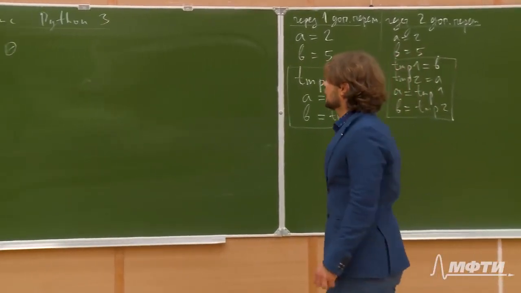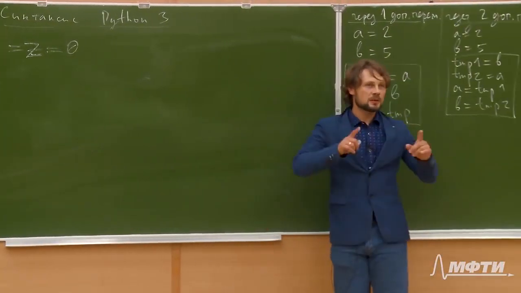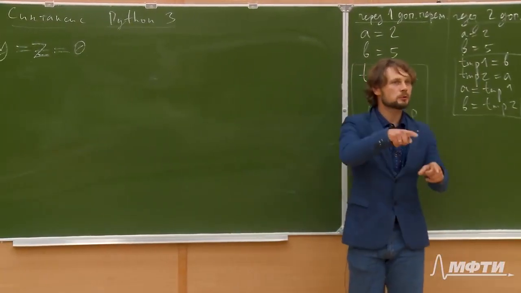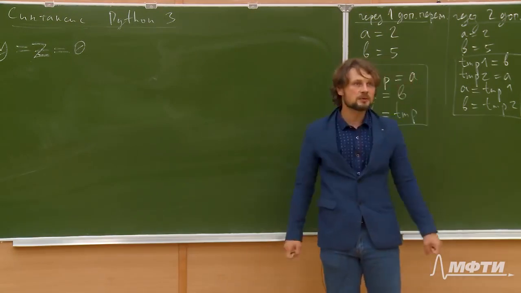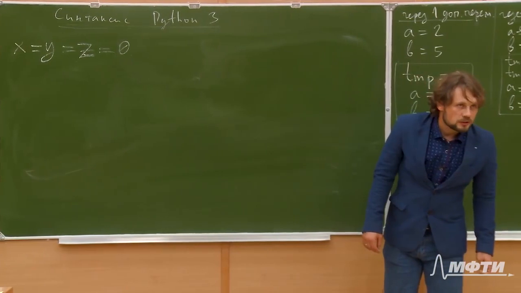Oh, there is one... this is a good question. Everyone else doesn't really understand it right now. We will discuss it more when we get to lists, but I will answer you. The fact is that the int type is immutable.